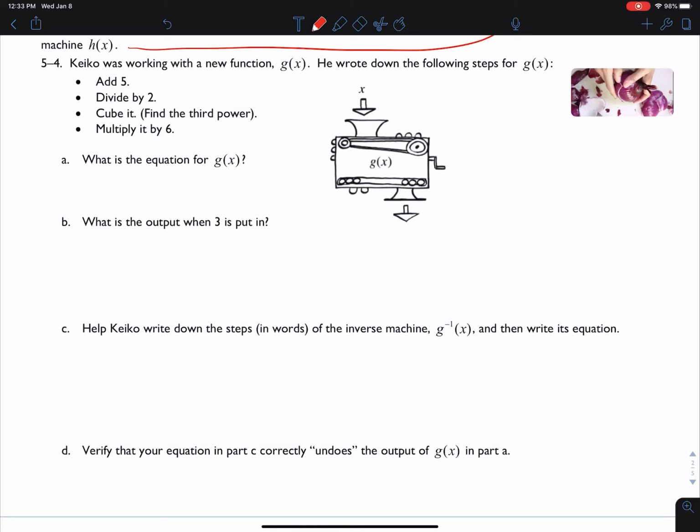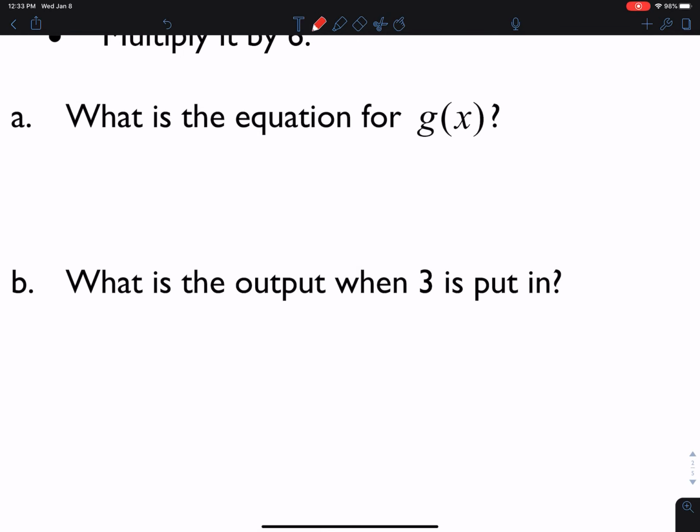Okay, folks, so let's continue on with problem 4 here. So we have Keiko here, and she has this function called g of x, and she wrote down the description for how this function works. First thing, you add 5, you divide by 2, you cube it, and then you multiply by 6. The very first question is asking, what is the equation for g of x?